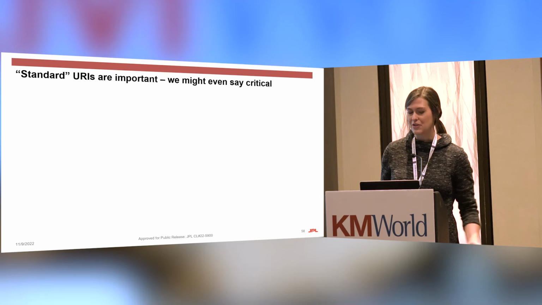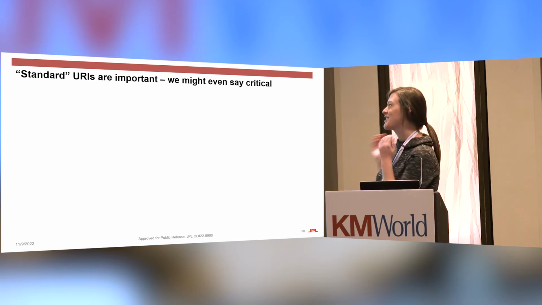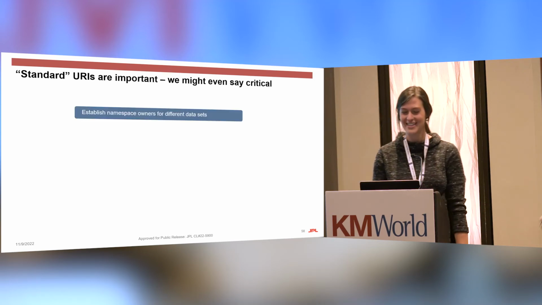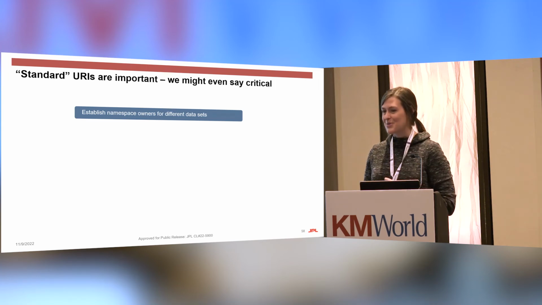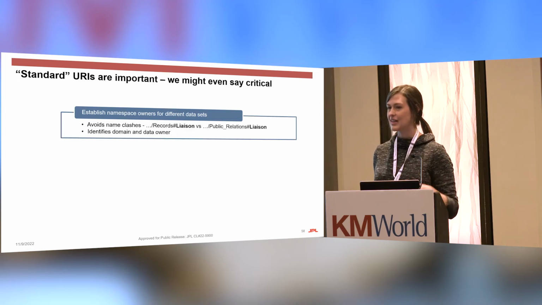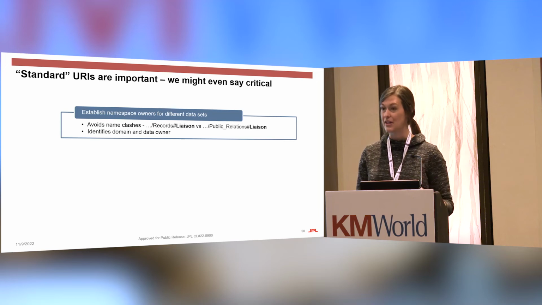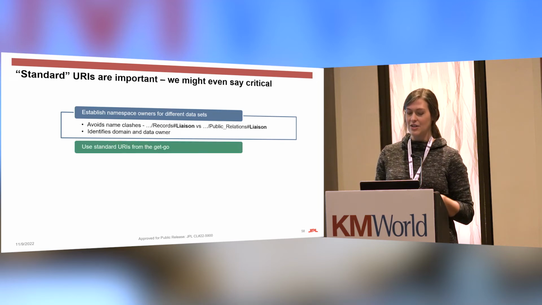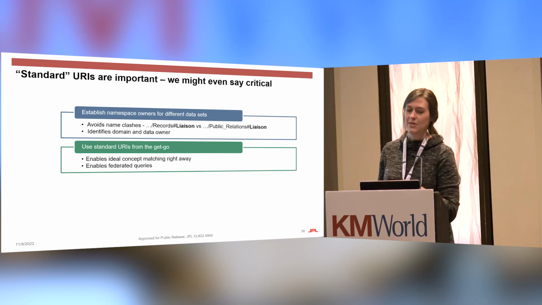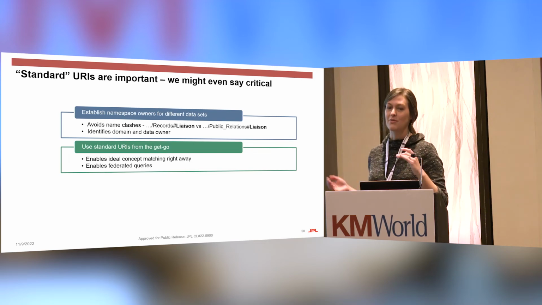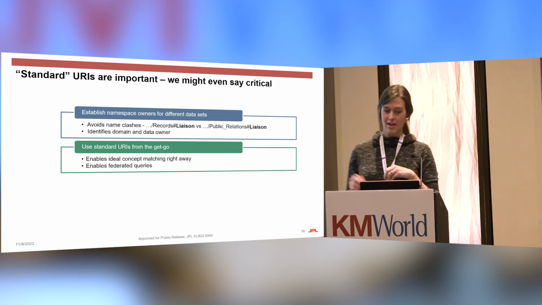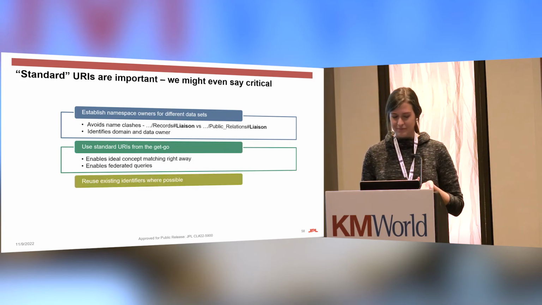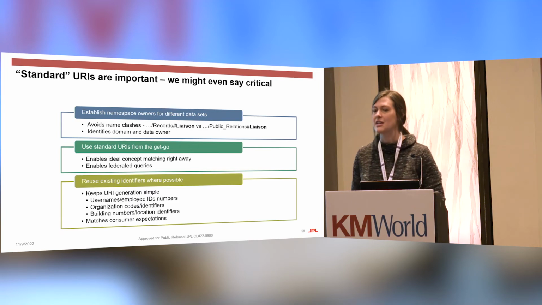And as you also might have noticed, because we spent a lot of time talking about URIs, URIs are very, very important to this. So we have some lessons learned for URIs. So one is establishing namespace owners for those different data sets, so you have a clear idea of who owns data and where that data is coming from. It's really helpful for governance. Another is to use what we call standard URIs from the get-go, so making sure that you're reusing URIs where possible, and that enables linking right away and enables federated queries.